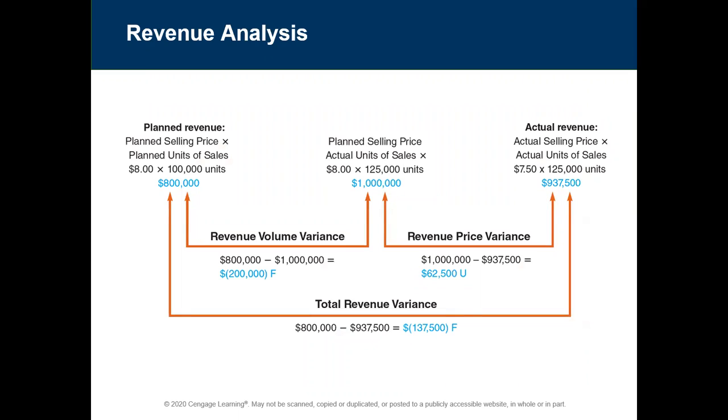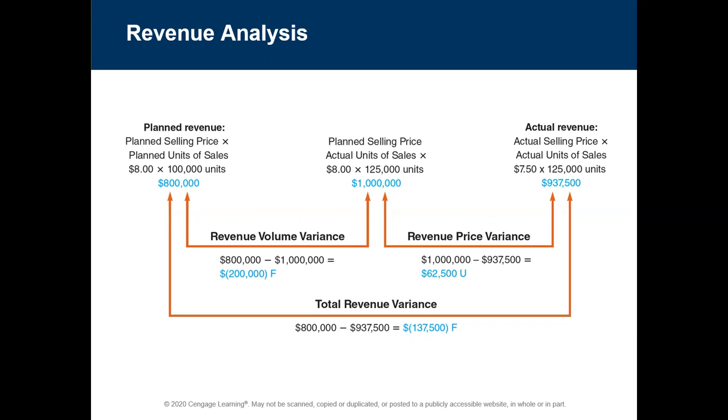One last thing, we don't just have variances on costs. We can have variances also on our revenues, right? Again, we expect that we're going to sell a certain amount of stuff and that we're going to be able to sell it for a certain price. And so our planned revenue, or our standard revenue, sometimes it's called, is our planned selling price or standard selling price times our planned units of sales. So this business thinks they're going to sell 100,000 units at $8 a piece. So their planned revenue is $800,000.